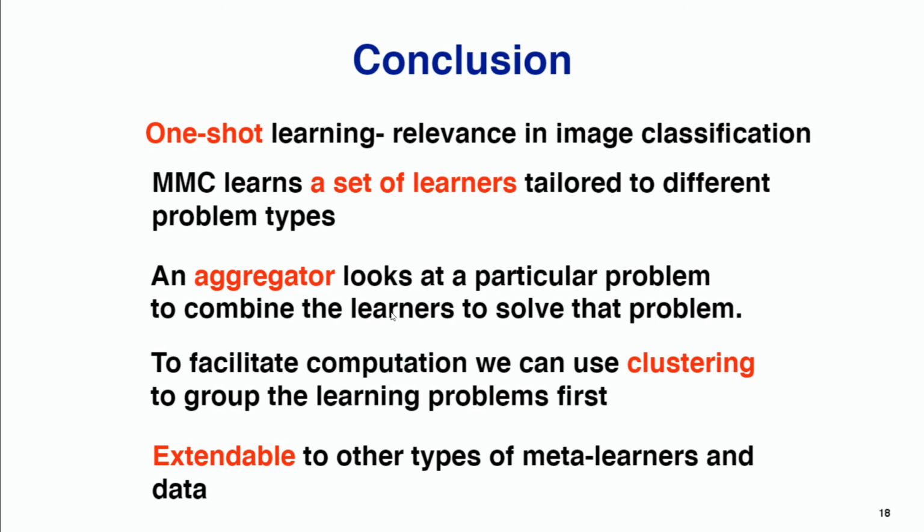In conclusion, we saw MCMC learns a set of learners tailored to different problem types. An aggregator looks at a particular problem to combine the learners to solve that problem. To facilitate computation, we can use clustering to group the learning problems first, and this is extendable to other types of meta learners and data.